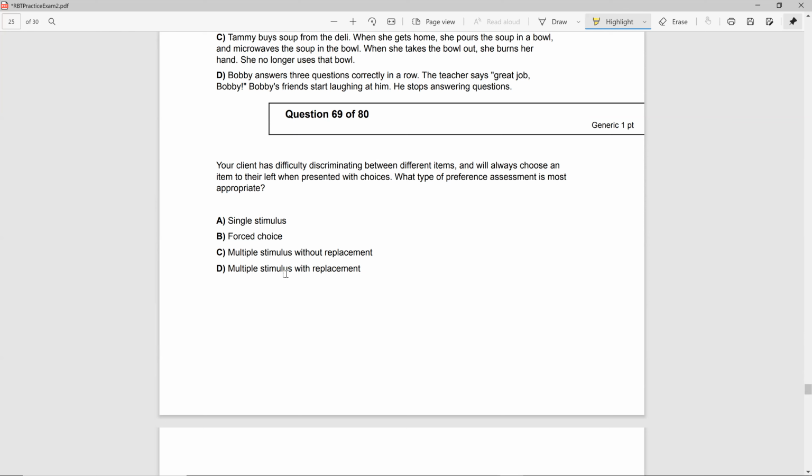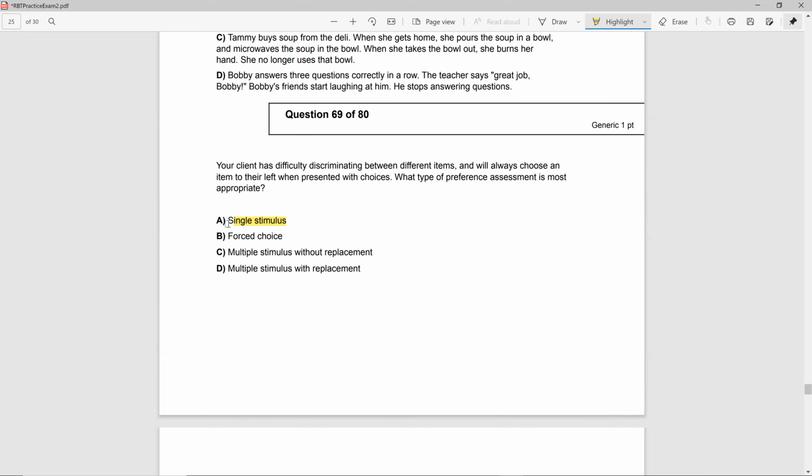What are we doing? We're presenting 2 or more items, okay, 2 items in forced choice, and then 3 or more in multiple stimulus, and having our client choose. But our question says our client only chooses items to the left. So how effective are these assessments going to be if our client is only choosing things on the left? Is it really going to give us a clear indication of what they like? Probably not, right? So our best bet, given the answer choices, is probably to use a single stimulus assessment.